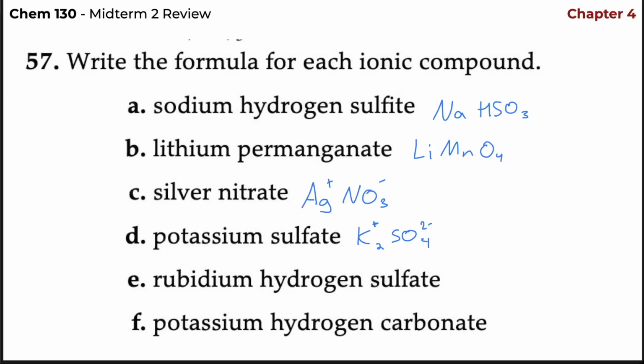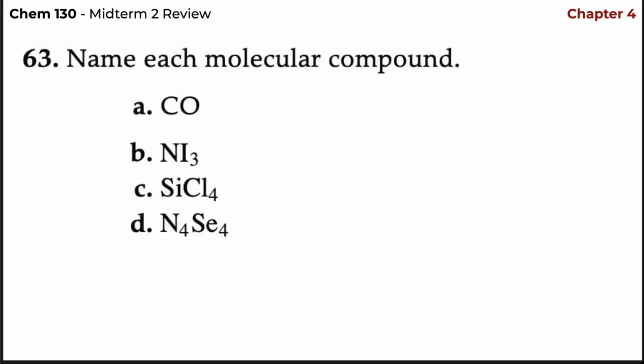For the next one, rubidium, Rb, and then hydrogen sulfate. This one doesn't have any balancing issues because it's a +1 and a -1. And the next one is potassium and then hydrogen carbonate, which is HCO3. Again, potassium is +1, this is -1, they cancel out, and everything works out.